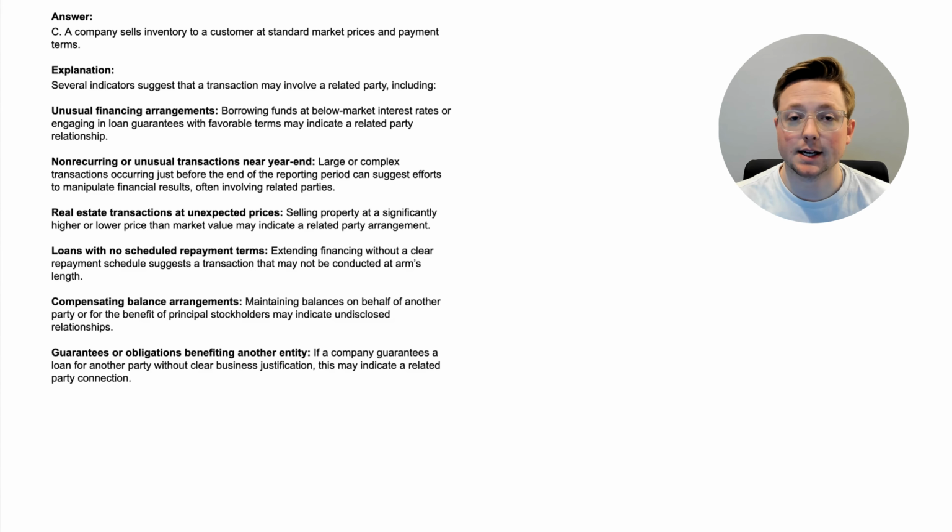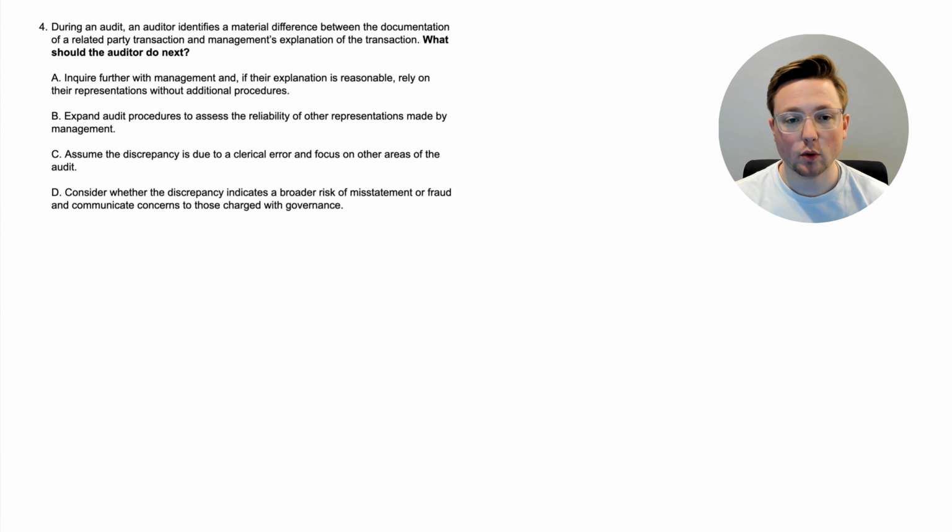Now with that, let's go to the next question. All right, here we are at question 4. So let's go ahead and dive into this question. During an audit, an auditor identifies a material difference between the documentation of a related party transaction and management's explanation of the transaction. What should the auditor do next?